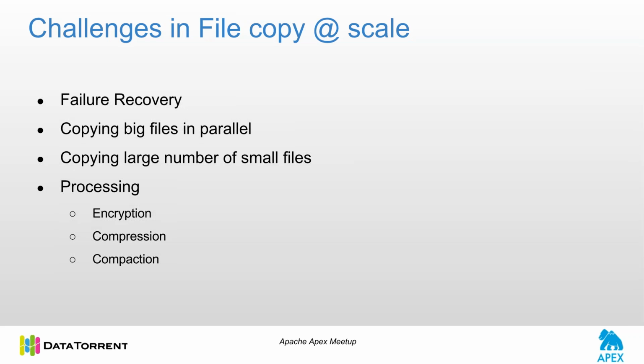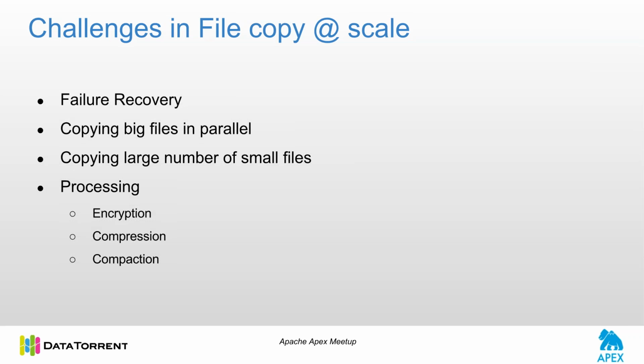So what are the challenges when we have to copy files at a large scale? With petabytes of data to copy, it's not straightforward. The first and foremost is failure recovery. How do you do that? Then there are challenges when you have to copy big files in parallel. Let's say you have a file of the order of a few terabytes, how do you copy that in parallel? If we try to copy the file serially, let's say a terabyte file, it takes maybe 4 or 5 hours or even more. But if you do it in parallel, you can do it in a lot less time, maybe 15-20 minutes or so.